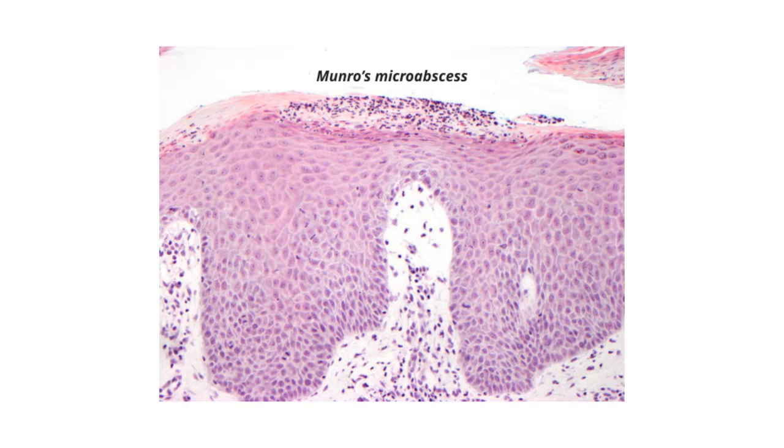Now, let's take a closer look at Monro's microabscess. This is a small, pinpoint collection of neutrophils that forms within the epidermis. It's often seen in conditions like psoriasis, where you have this rapid turnover of skin cells. The key point here is that these microabscesses are essentially tiny pockets of inflammatory cells that accumulate due to the immune response. They serve as an important histological feature because their presence helps us identify and confirm certain dermatological diagnoses.